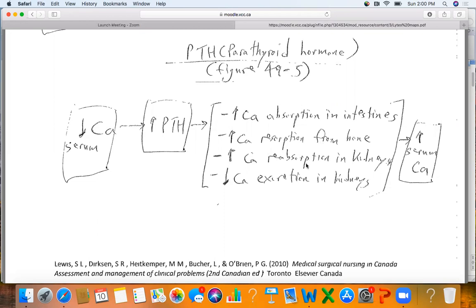The third way comes back to the kidneys. The kidneys can reabsorb calcium into the bloodstream. And finally, hand in hand with that, they excrete less calcium. The net result of all these is increased serum calcium.